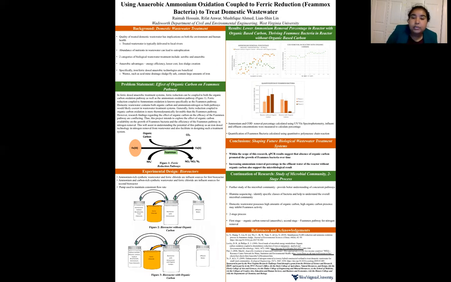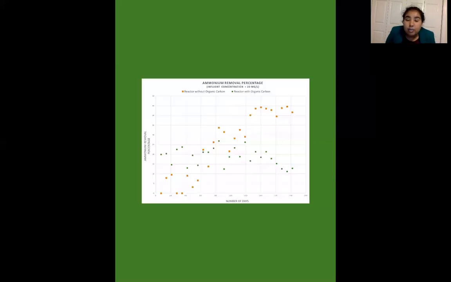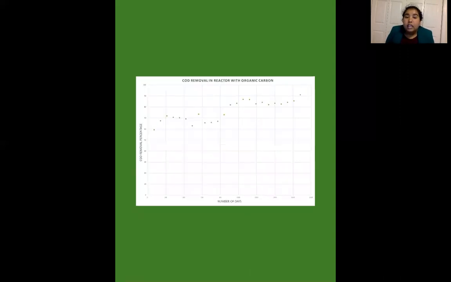We also use qPCR, or quantitative polymerase chain reaction, to see how much Feammox bacteria is present in the sludge of each bioreactor. Now, as we mentioned, the ammonium removal percentage can be seen here over about a 180-day period. The reactor without organic carbon shows an increasing trend in removal percentage, and at the end, it's about 20% higher than the reactor with organic carbon. The organic carbon removal in the reactor with organic carbon reaches almost 100% over that same time period, showing that that organic carbon pathway is likely occurring in that reactor.